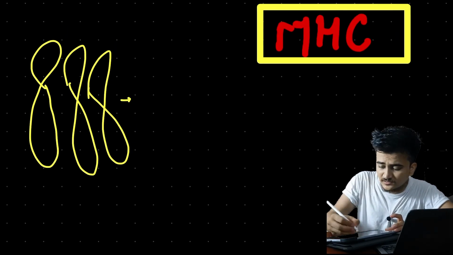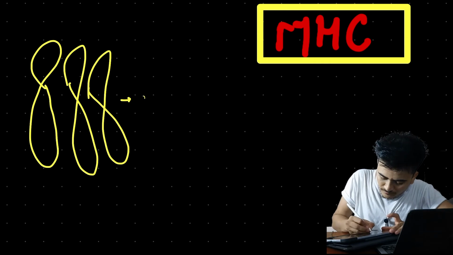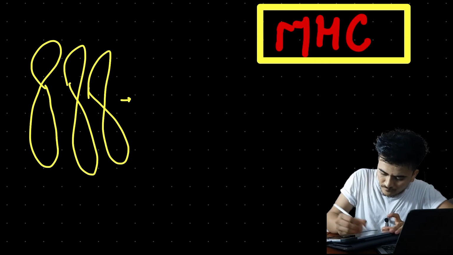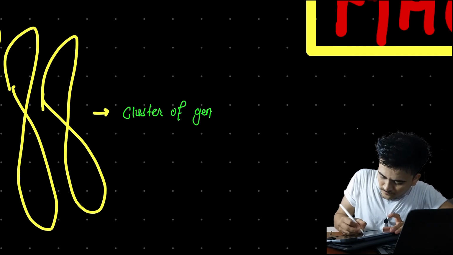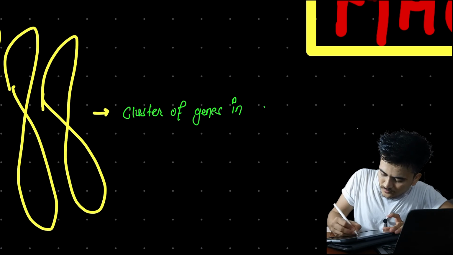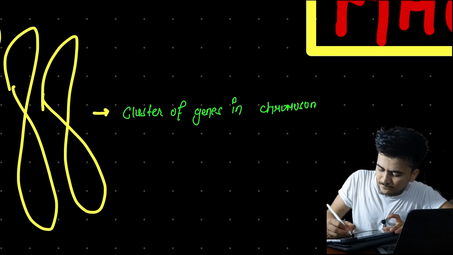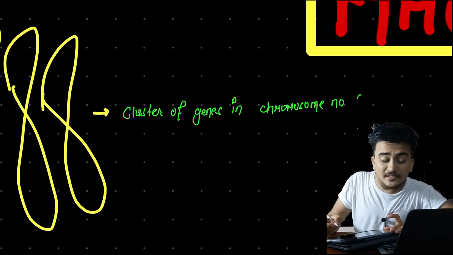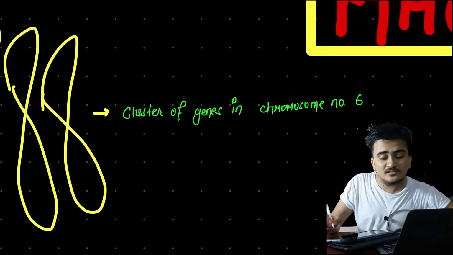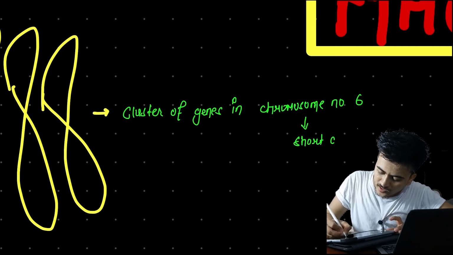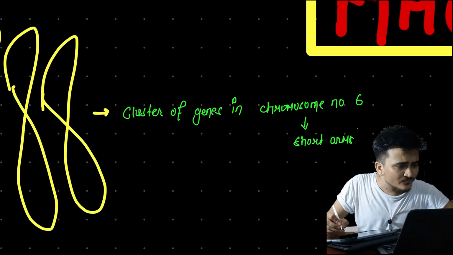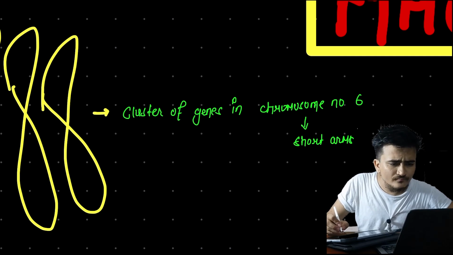MHC molecules, what are these? These are the cluster of genes on chromosome number 6. Where exactly in chromosome number 6? In the short arm.